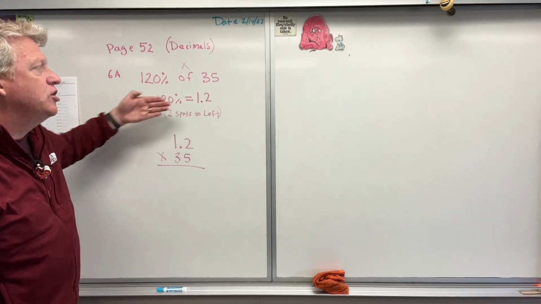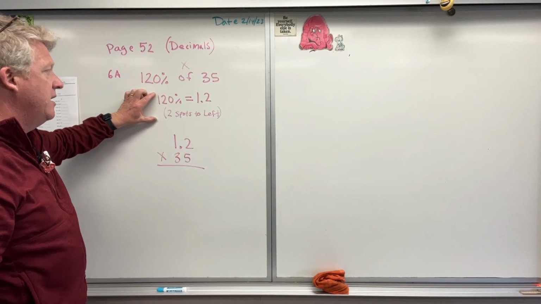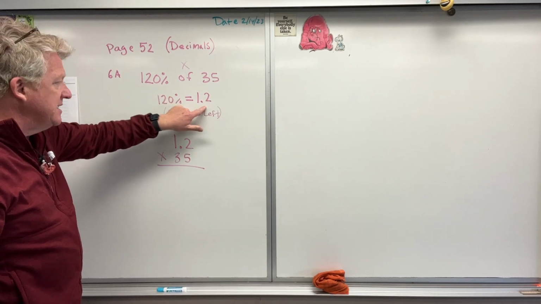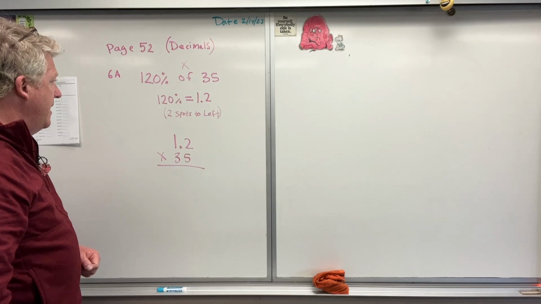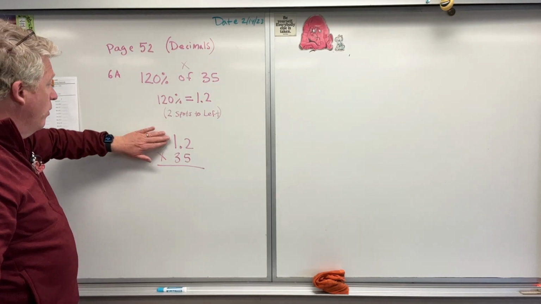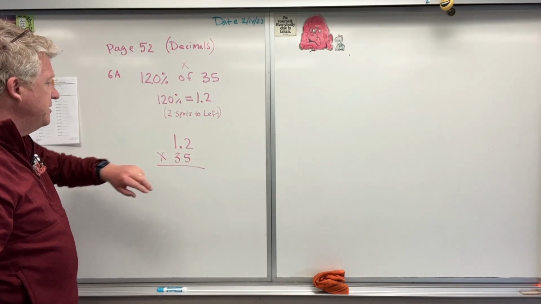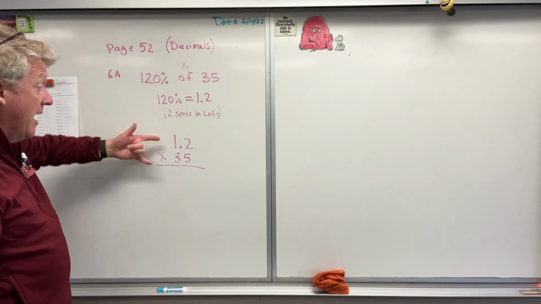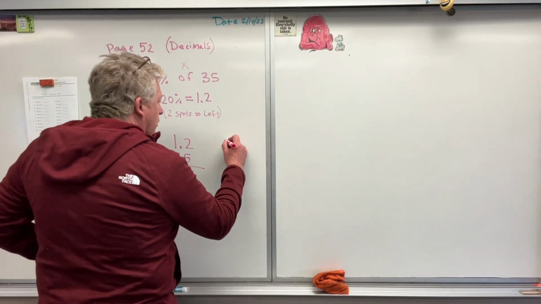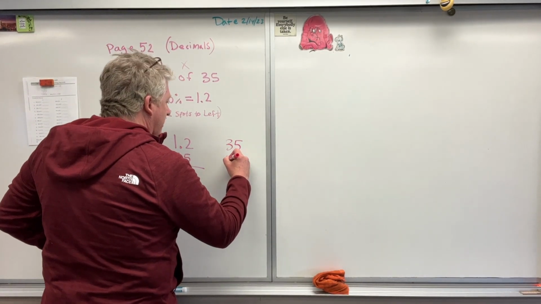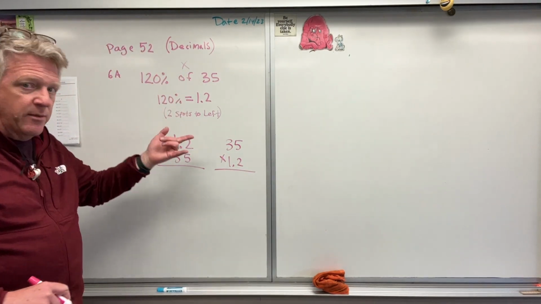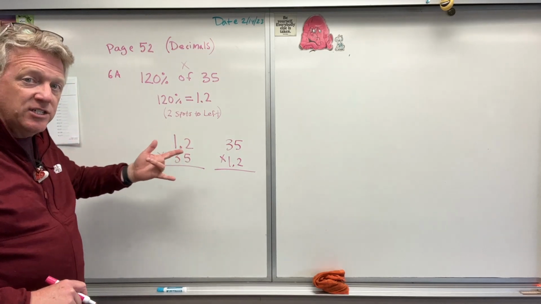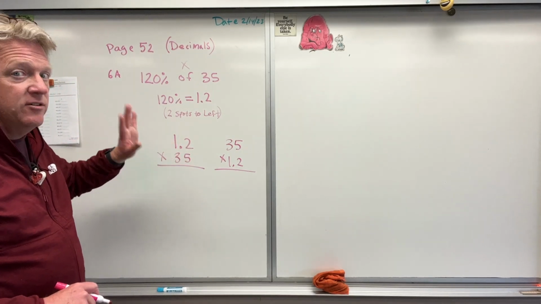I want you to show me this step. If you don't show me turning a percent into a decimal, you're not going to get full credit for that question. All right? So I have 1.2, 1 and 2/10 times 35. I don't really care which one you put on top. If you want to put 35 on top and the 1.2 on the bottom, you'll get the same answer. That's the commutative property of multiplication in action. It doesn't matter what order you're multiplying things, you'll get the same answer.